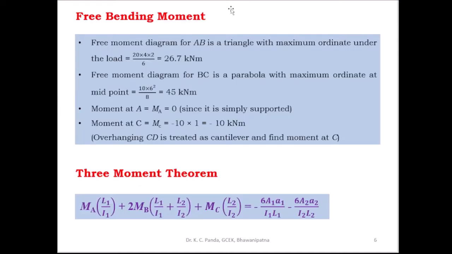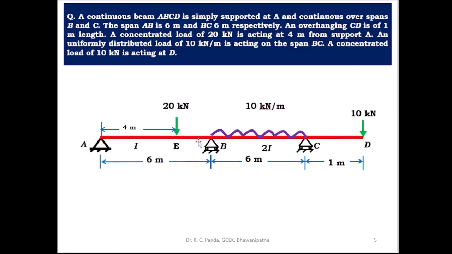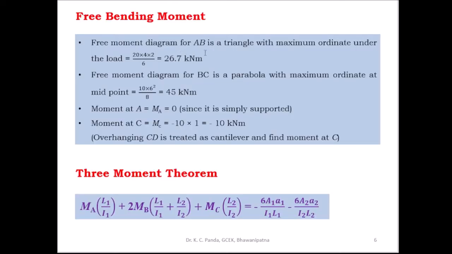For the free bending moment diagram, AB is a triangle, because on span AB there is an eccentric loading of 20 kilonewton, at a distance of 4 meter from the support A and 2 meter from the support B. The free bending moment diagram for AB is a triangle with maximum ordinate under the load, that is 20 into 4 into 2 by 6, which is equal to 26.7 kilonewton meter.